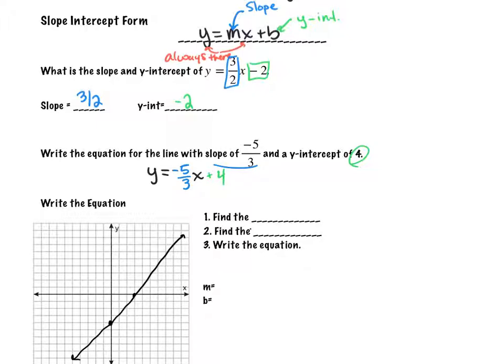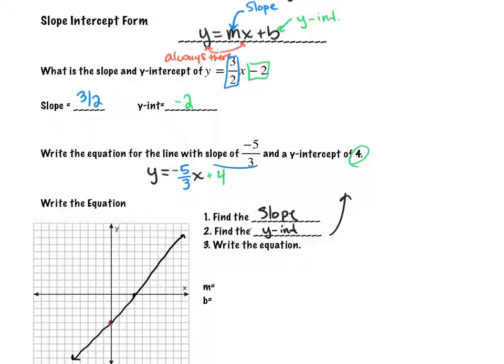I just have to work and find my slope and my y-intercept. So writing an equation from a graph, I want to find the slope, and I want to find the y-intercept, and then it looks very much like this example up here, right? So if I look here and I say, well, what's my slope?